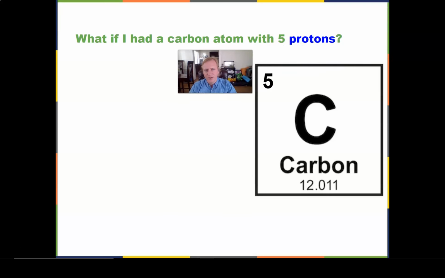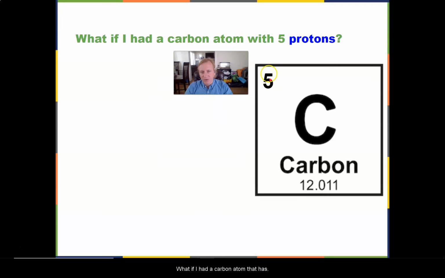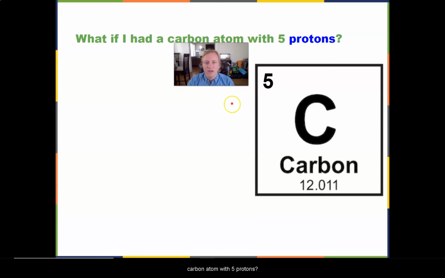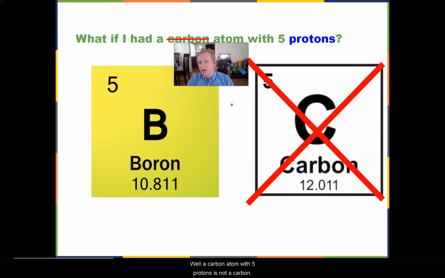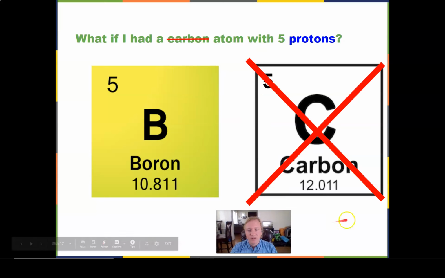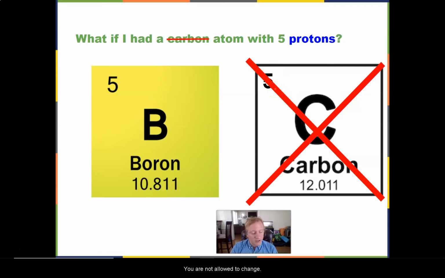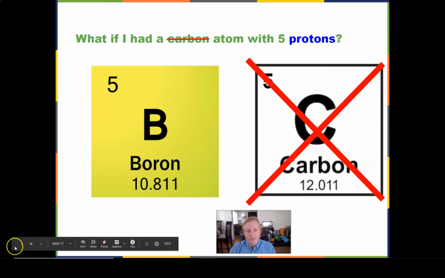So then the question is, well, what if I had, see, this used to be a 6. What if I had a carbon atom that had 5 protons? What would that look like, a carbon atom with 5 protons? Well, a carbon atom with 5 protons is not a carbon atom. It's a boron atom. You cannot change the number of protons within an atom without changing what that atom is. So if I had a carbon atom with 5 protons, I wouldn't have a carbon atom at all. You are not allowed to change the number of protons within an element. If you do, you have a different element all of a sudden.